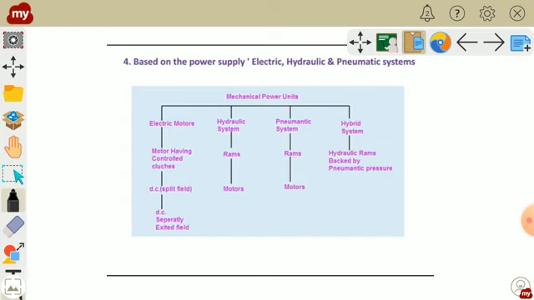Next, based on the power supply, electric, hydraulic and pneumatic systems. So basically we are converting electric, hydraulic and pneumatic energy into mechanical power. So suppose we are using electrical drive, that means we are working with electric motors. So the CNC machine has either DC servo motors or stepper motors. Why? कशासाठी? For controlling axes, that is X, Y, Z axes, and also for rotating the spindle.